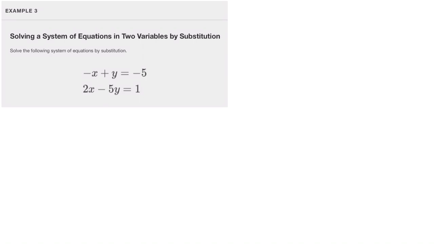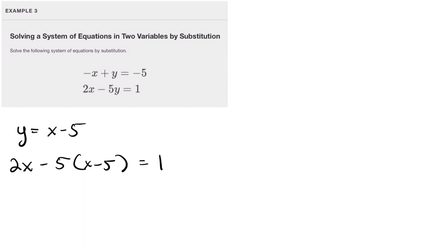So if we solve for y from the first equation, again, we get y equals, if we add x to both sides, x minus 5. We're going to take this and plug it into the second equation. So we're going to have 2x minus 5 times y equals 1. But what is our y? Our y is x minus 5. Now at this point, we have one equation and one unknown, so we should be able to solve.